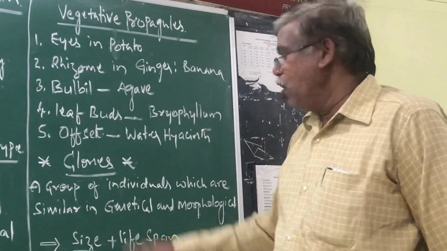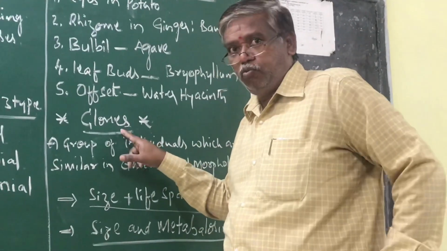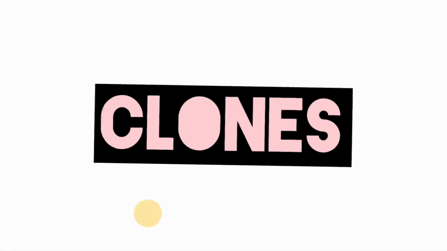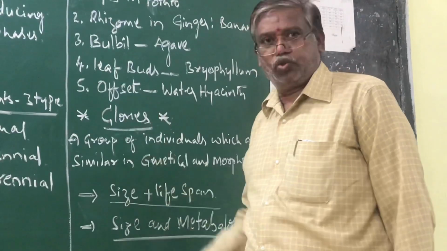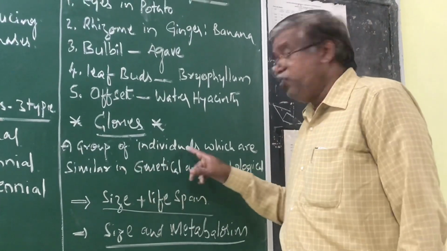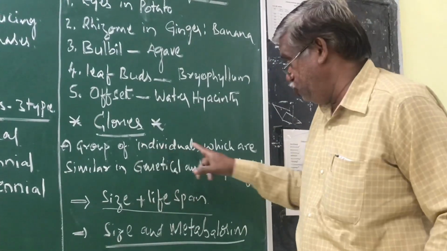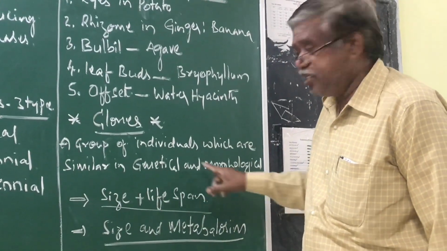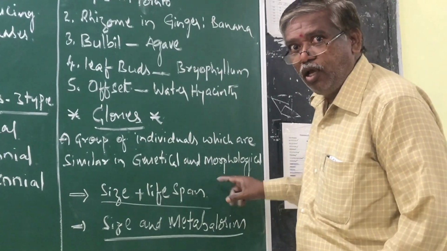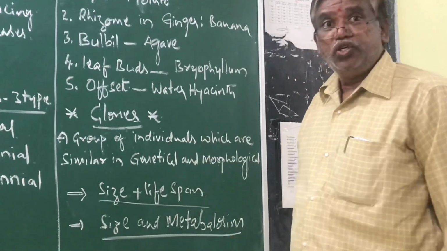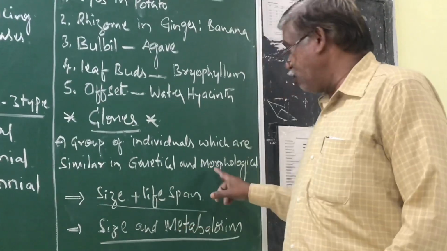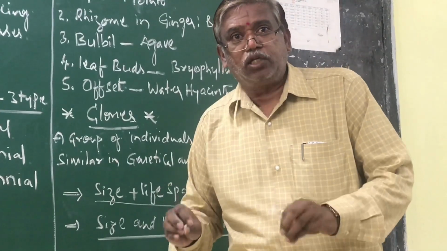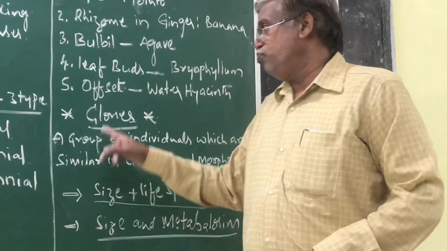Now come to an important term, clones. It is another 1 mark question. Most important. Clones: a group of individuals which are similar genetically and morphologically. Such a group is called a clone. Only asexual reproduction is the source to form a clone.